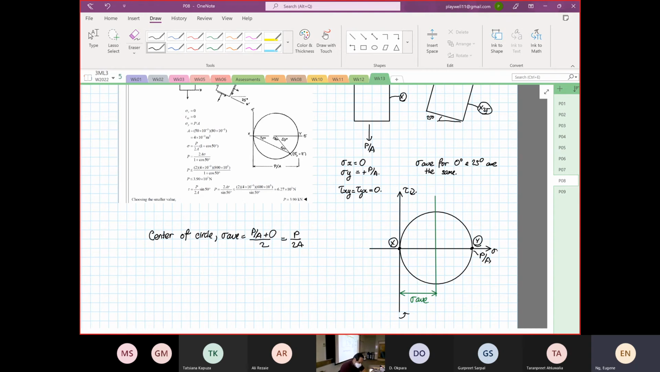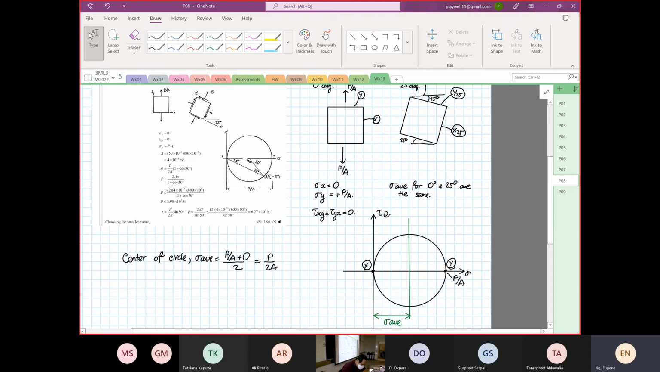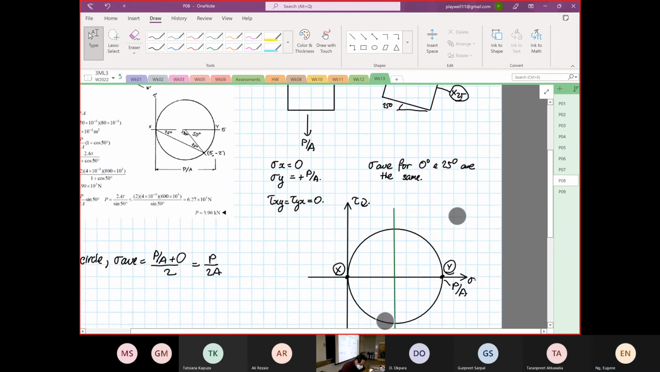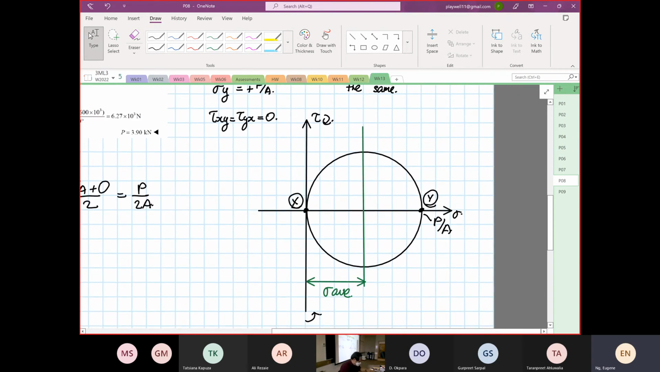Right? So the next thing that we want to take note of is that from point Y to Y25 is a clockwise rotation of 25 degrees. So on our Mohr's circle, from point Y to Y25, it's 50 degrees over here. Right? So I'm going to draw a 50 degrees angle over here.